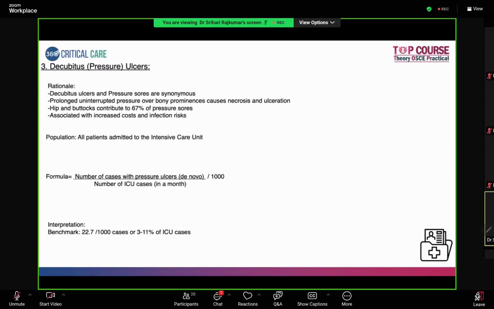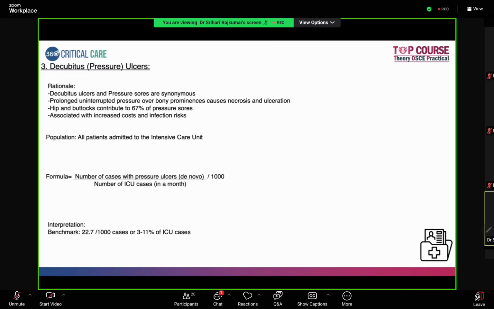the number of cases with pressure ulcers that have developed new onset. The important thing is there are many debilitated patients who may be admitted to the ICU, like stroke patients with long-term bedridden status who may already have ulcers. Those patients do not come under this criteria. So exclusively those who have developed new pressure sores in the ICU are the ones who are looked into, and you need to divide it by the ICU cases present in a month. Usually, when you do a monthly meeting, they'll have a census of the number of cases that have been admitted to the ICU. So that is your denominator.